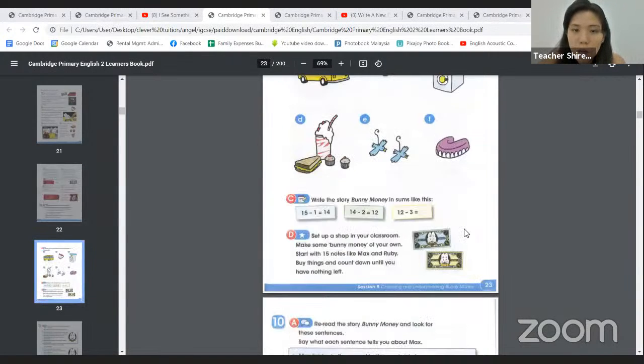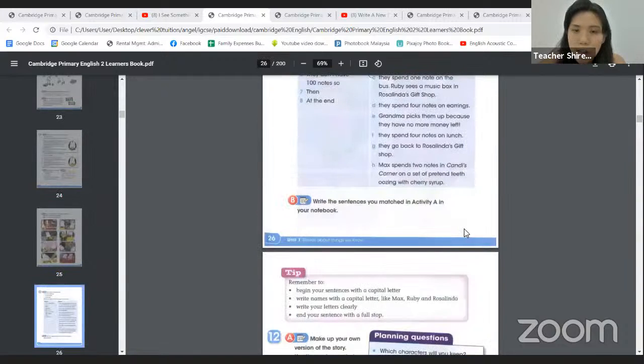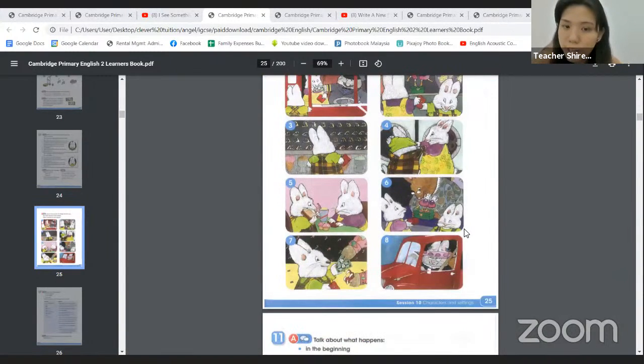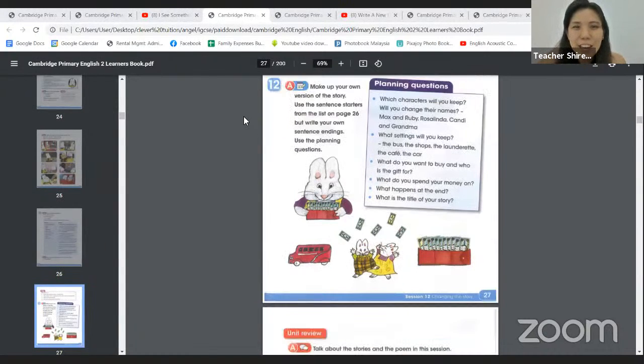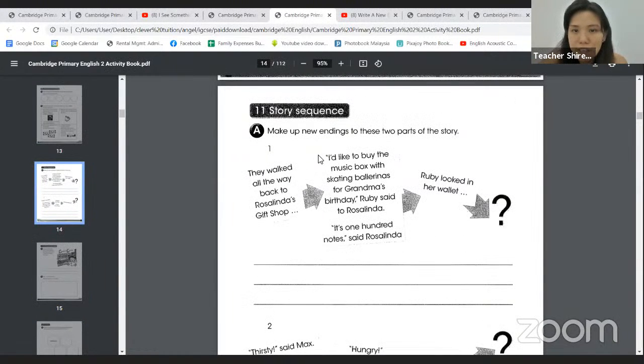So today, we're going to do an exercise. We know how to rewrite the story already. We know how to rearrange the pictures already. So what are we going to do today? Today, we're going to change the ending of the story. We make up a different ending.